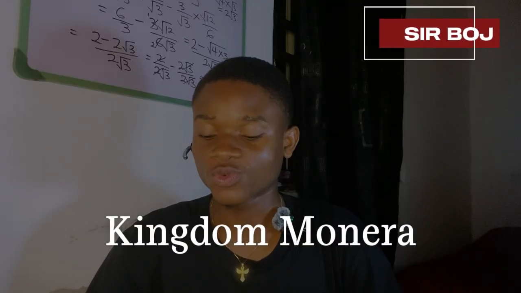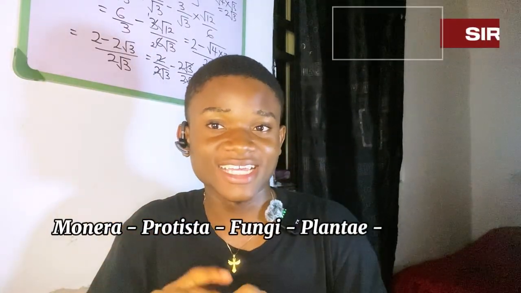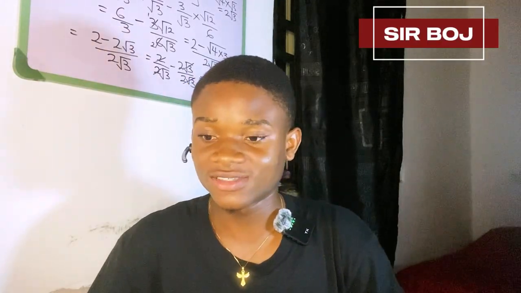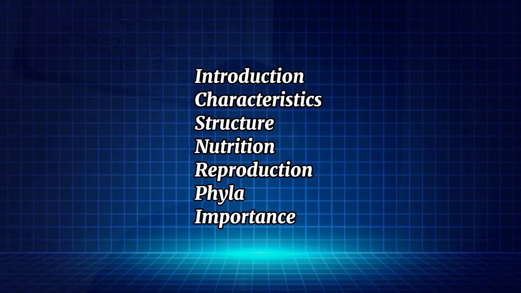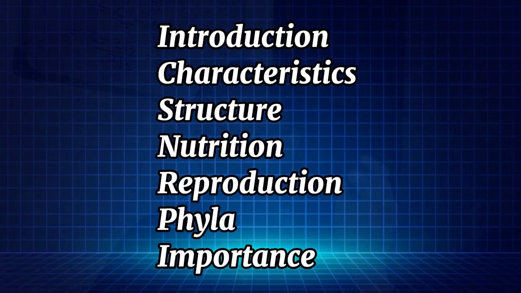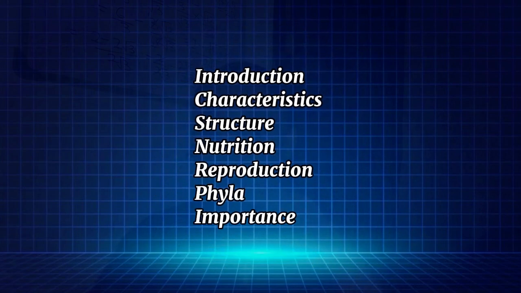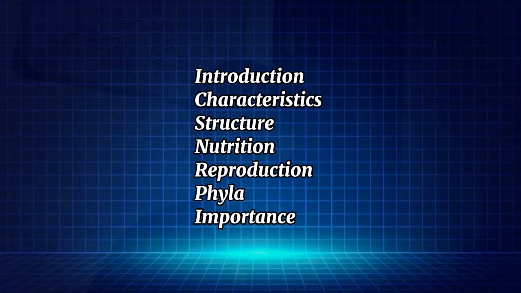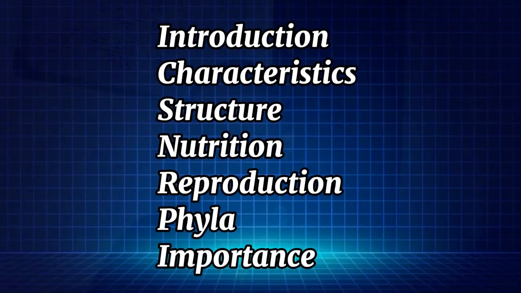So today we're going to be talking about Kingdom Monera. You know that we have 5 kingdoms, from Monera to Protista to Fungi to Animalia and Plantae. In this video lesson, we're going to introduce Kingdom Monera. You're going to know the characteristics, the structure of Moneras, the nutrition, the reproduction in Monera, then the Phyla, and finally the economic importance. So let's dive into today's class.